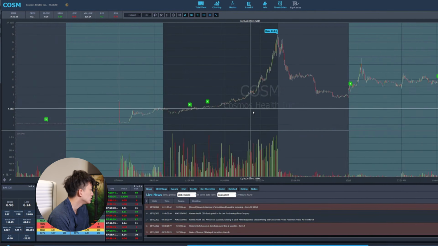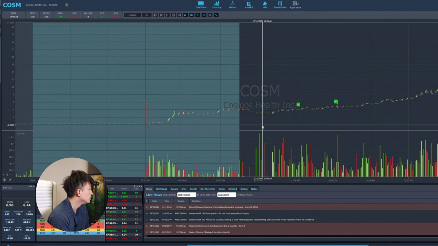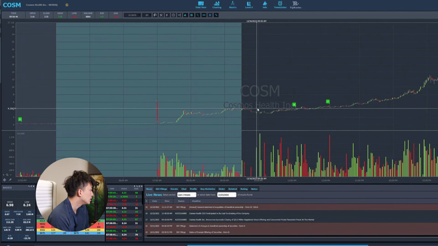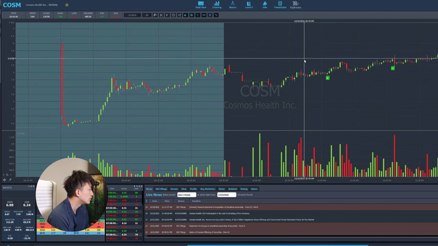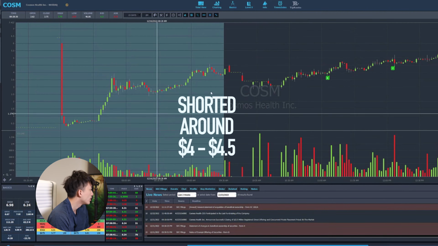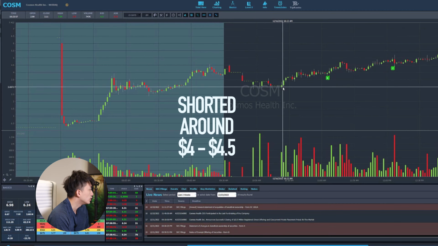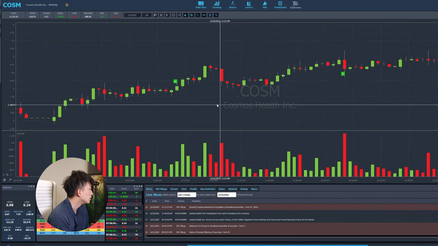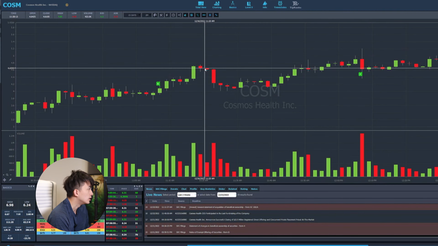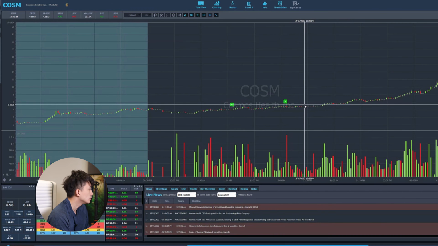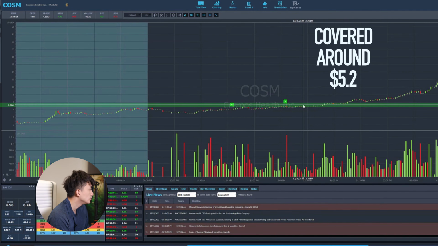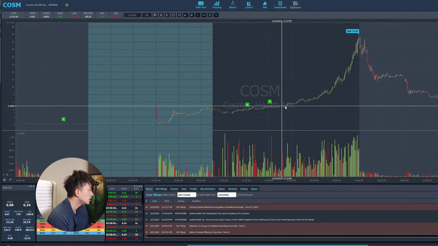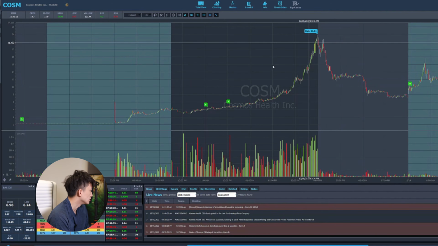So let's talk about the chart on the intraday level. This one gapped up 1,000%, and I personally shorted around 4.4, 4.5. I waited after it reversed and consolidated. I shorted after this rejection against 5.2. I think I shorted a little bit earlier, then added a little bit. Once 5.2 broke, I covered around 5.2. Then pretty much from there, it went extremely parabolic.